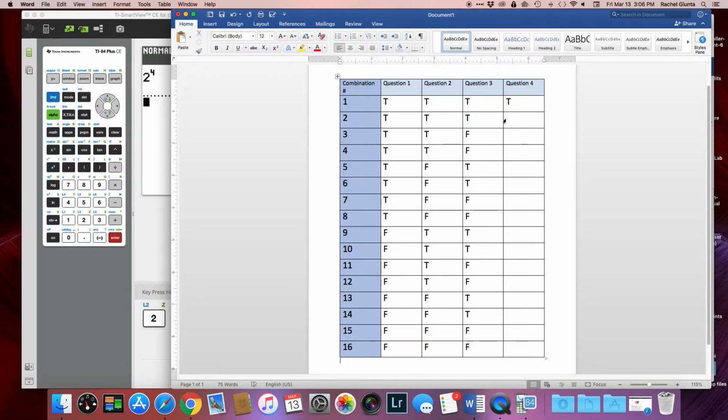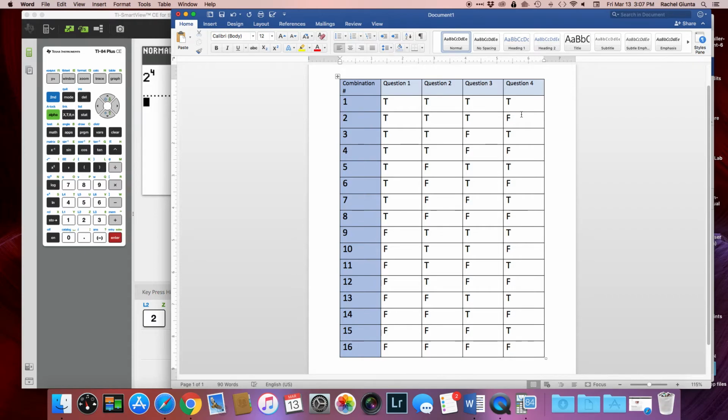And your last one, now divide 2 in half again, and we get 1. So this one we're just going to be alternating: true, false, true, false, true, false, true, false, true, false, true, false, true, false, true, false. Okay, so now we have all of our different combinations. Combination number 1 is true, true, true, true. Combination number 2 is true, true, true, false.